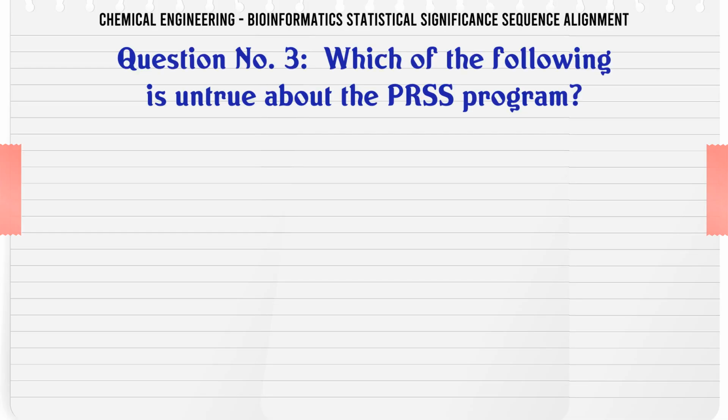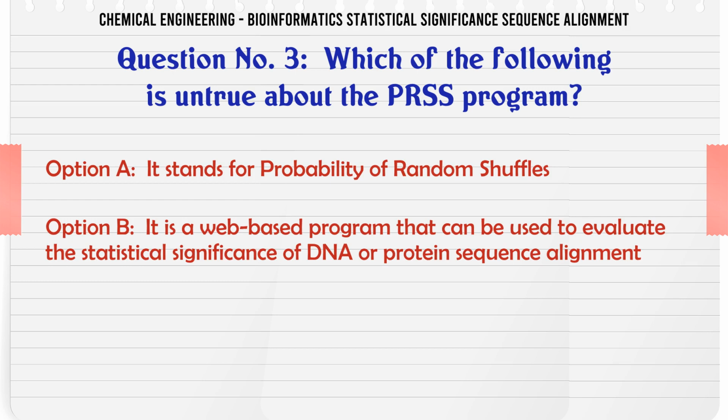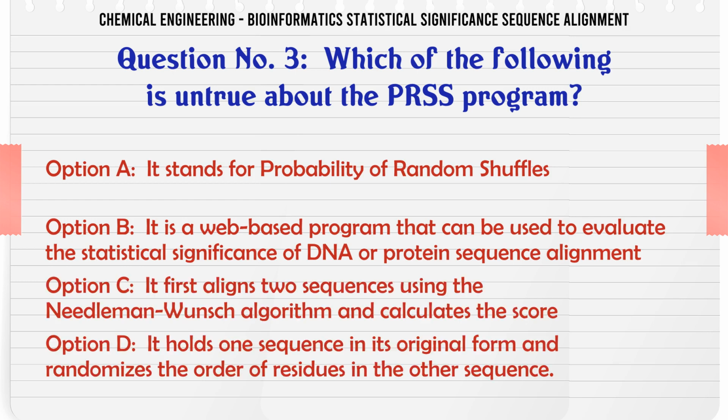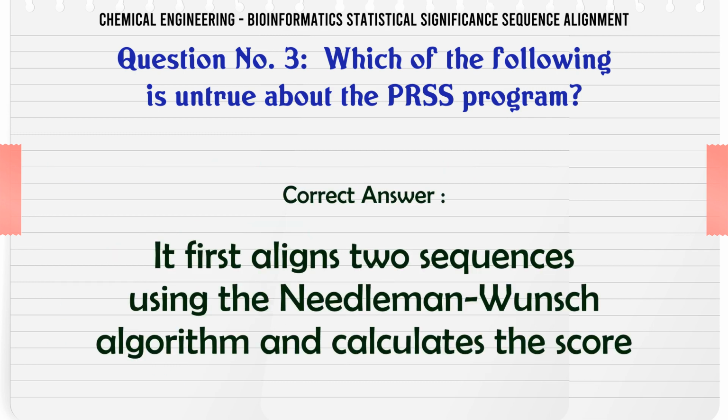Which of the following is untrue about the PRSS program? A. It stands for probability of random shuffles. B. It is a web-based program that can be used to evaluate the statistical significance of DNA or protein sequence alignment. C. It first aligns two sequences using the Needleman-Wunsch algorithm and calculates the score. D. It holds one sequence in its original form and randomizes the order of residues in the other sequence. The correct answer is it first aligns two sequences using the Needleman-Wunsch algorithm and calculates the score.